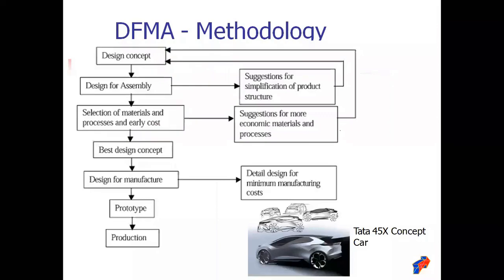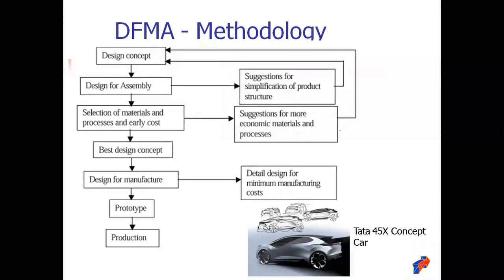You can see the flowchart in the slide. This is the methodology for applying the DFMA concepts. So the first thing to produce a product is to come up with a design idea. Then based on the idea, you have to decide how to implement the idea, that is the parts required, and also the assembly of the parts.